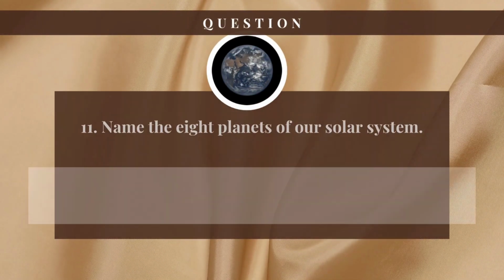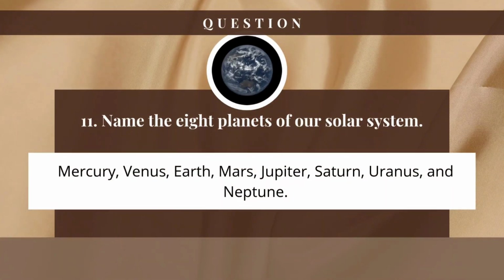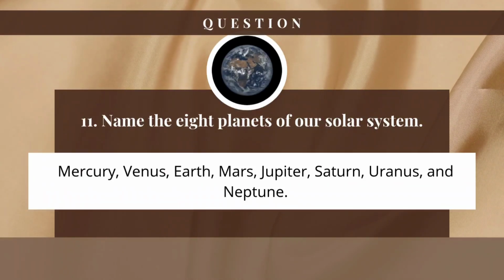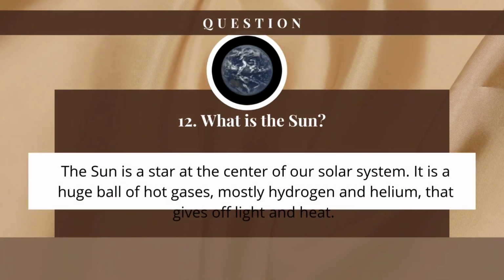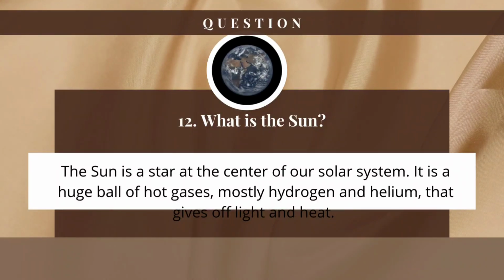11. Name the 8 planets of our solar system. Answer. Mercury, Venus, Earth, Mars, Jupiter, Saturn, Uranus, and Neptune. 12. What is the Sun? Answer. The Sun is a star at the center of our solar system. It is a huge ball of hot gases, mostly hydrogen and helium, that gives off light and heat.